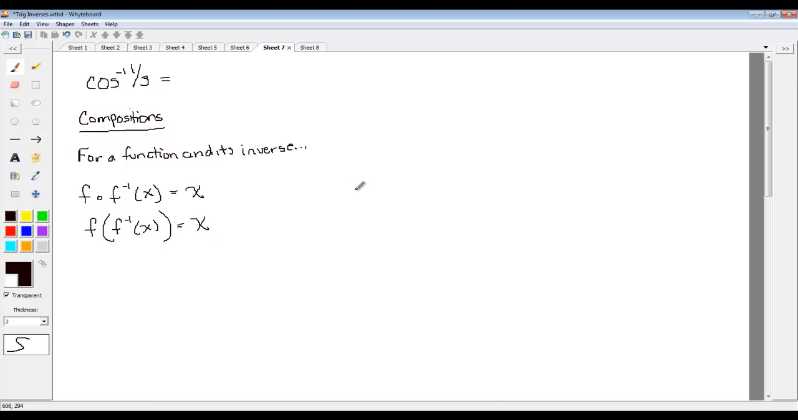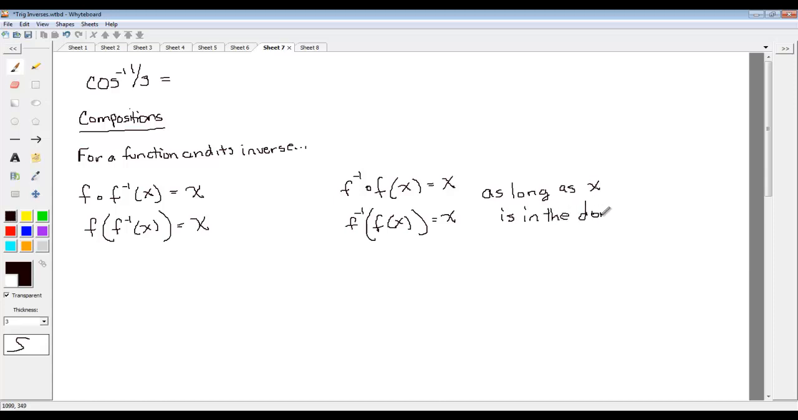Now it also works the other way. You can do the composition of the inverse and the function and get back x, as long as x is in the domain of f. So you got to watch your domains. You got to make sure that you're careful with those.